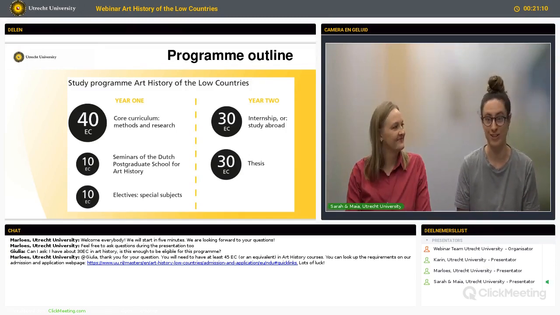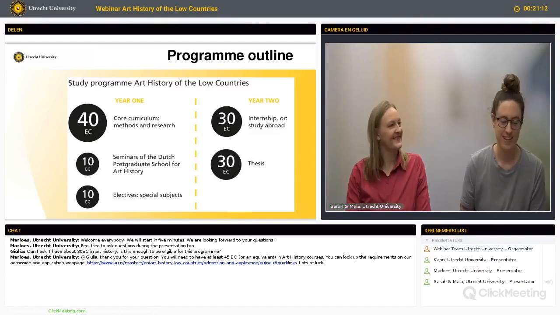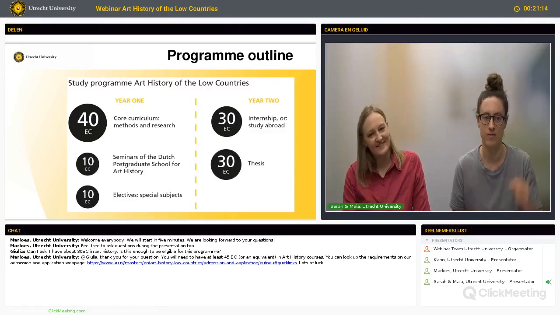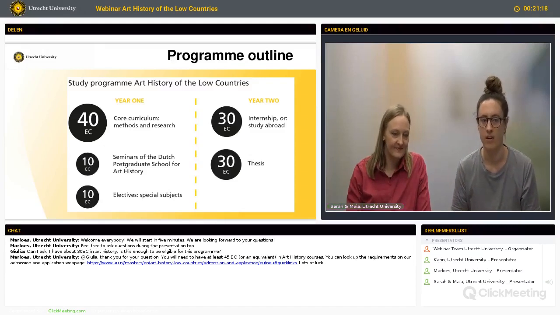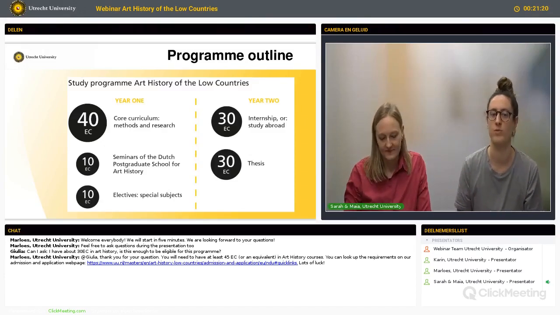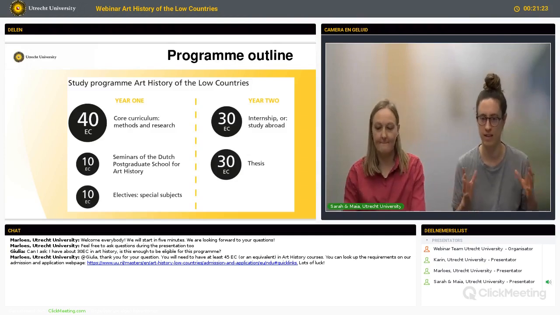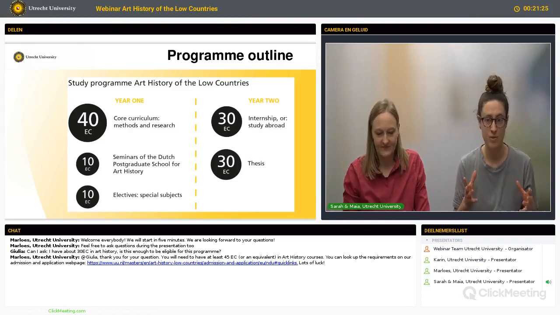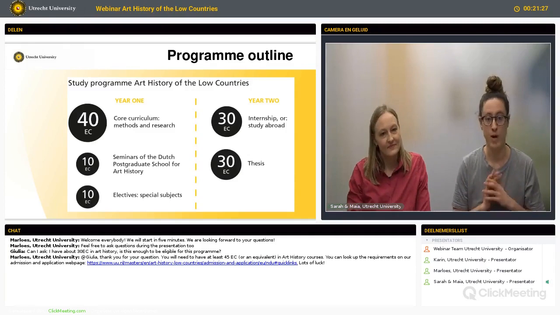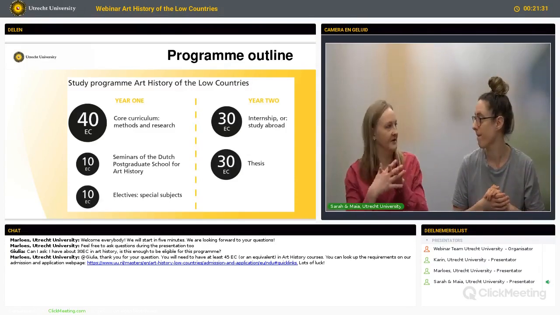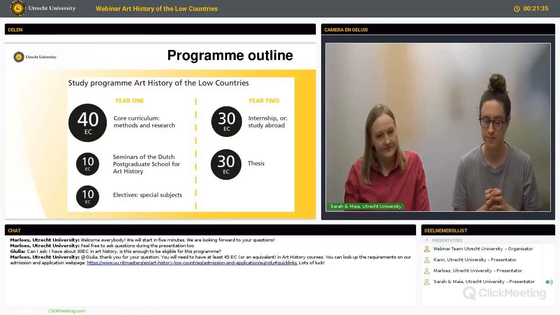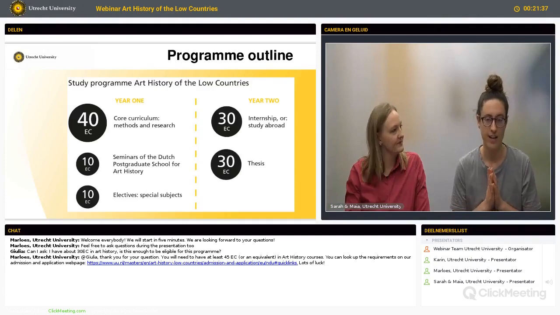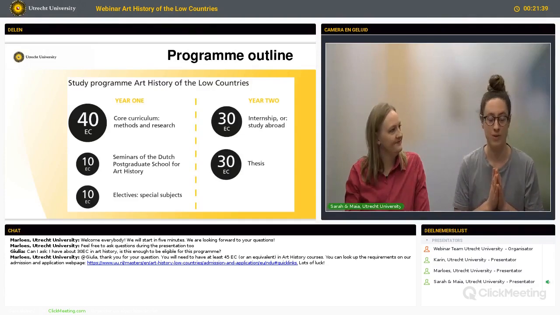So I learned a lot. And then you can see under the big 40, there's 10 credits for seminars of the Dutch Postgraduate School for Art History, which is a collaborative graduate school, and you're required to take 2 courses through them. And that's with other universities? Yeah, other universities and a few museums as well. So that's where you can also find some really cool stuff.